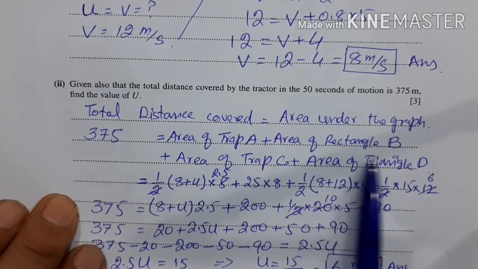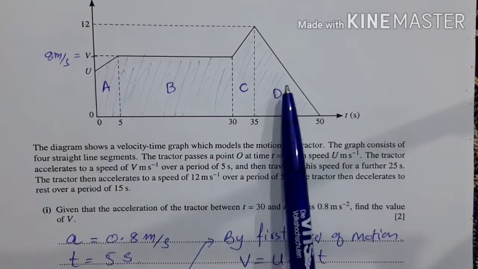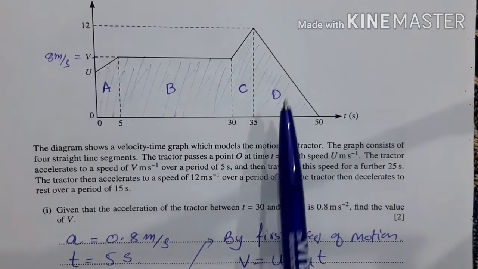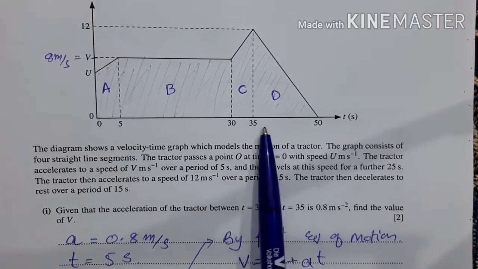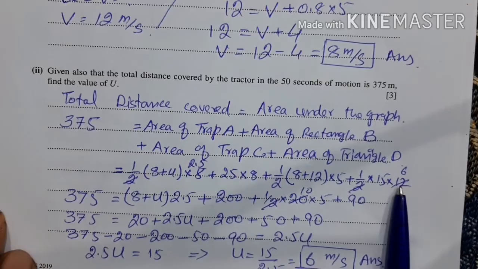And the last, area of triangle D, this is D. It is 1 by 2 into base into height. Base is 15 and height is 12. So this is 1 by 2 into 15 into 12.